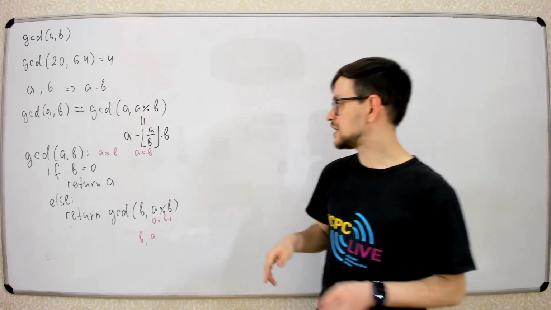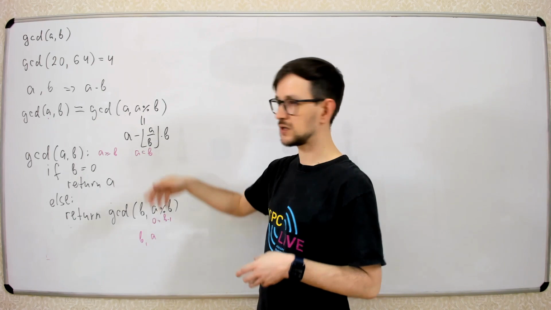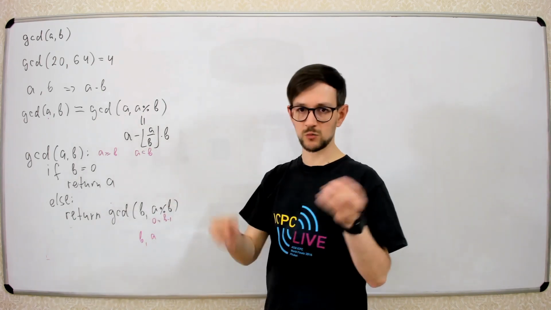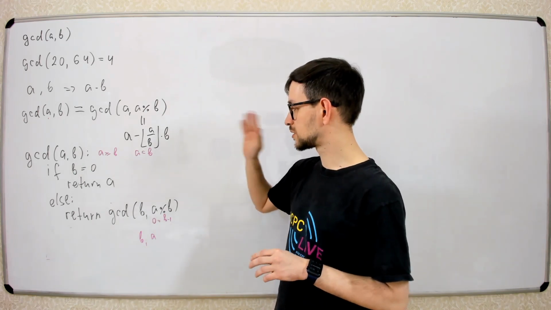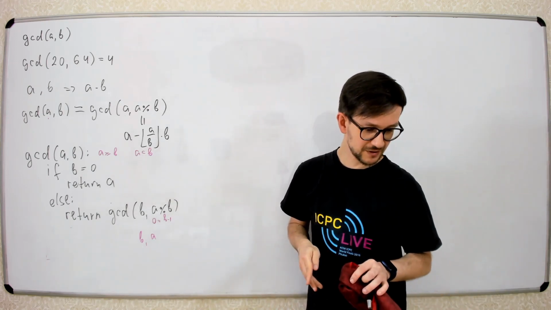So even if you call this function and a is less than b, then in the first iteration you will go here and call the same function with swapped arguments. So it's very simple code. It works perfectly, actually. One of the simplest algorithms in this theorem.